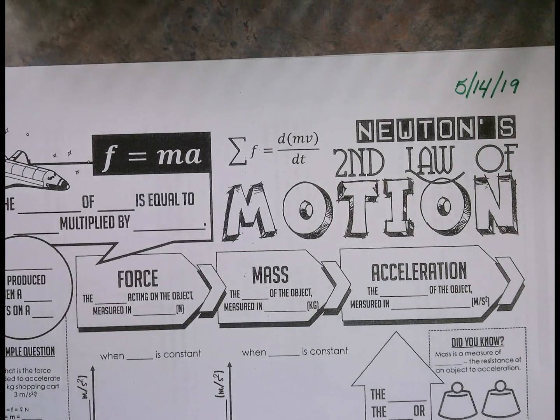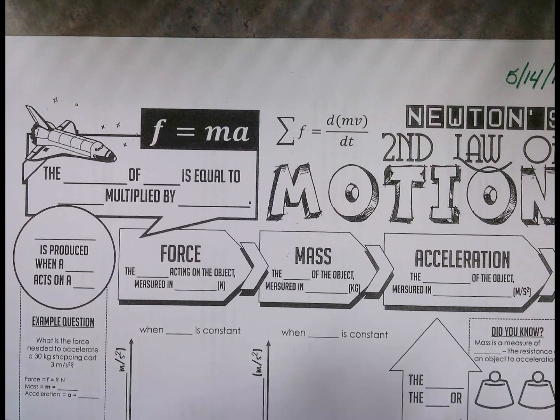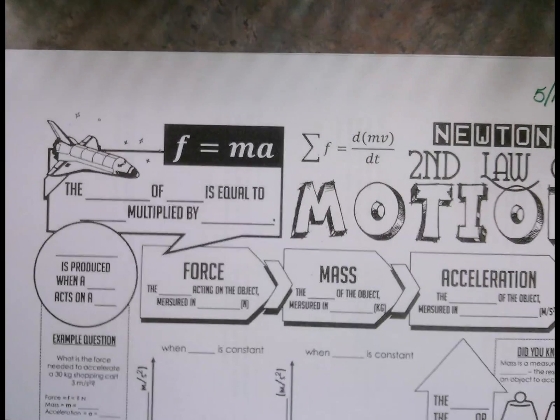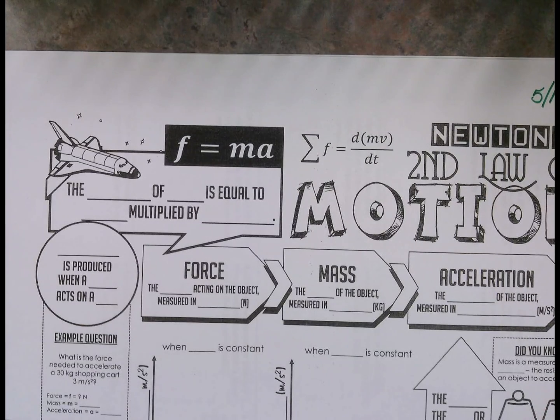So yesterday we did one on Newton's first law of motion, which is an object in motion wants to stay in motion, and an object at rest wants to stay at rest. And that's pretty much the basis of it. Now, Newton's second law of motion is pretty much summarized right here. F equals m times a. So force equals mass times acceleration.